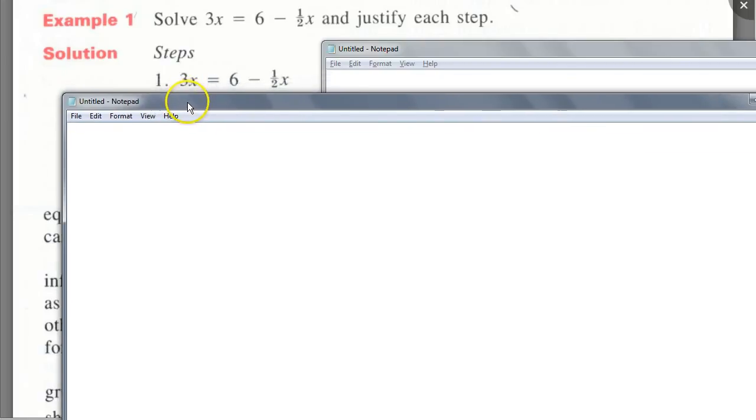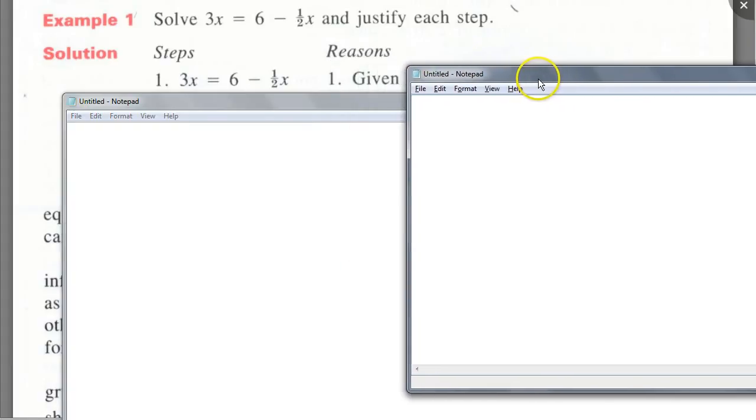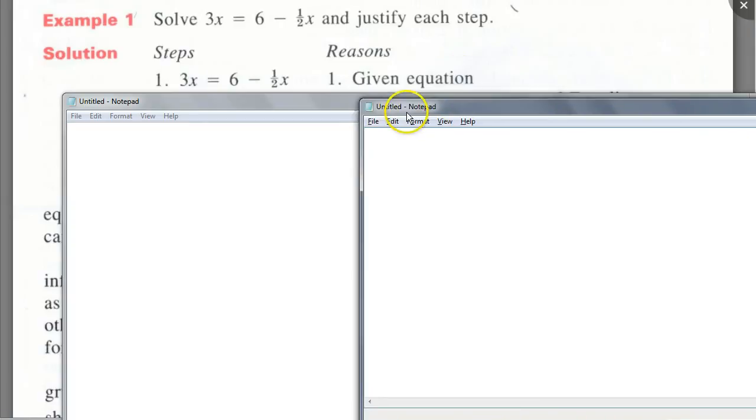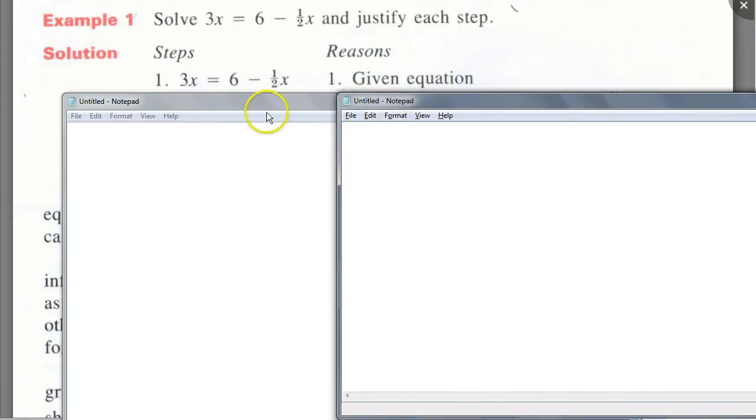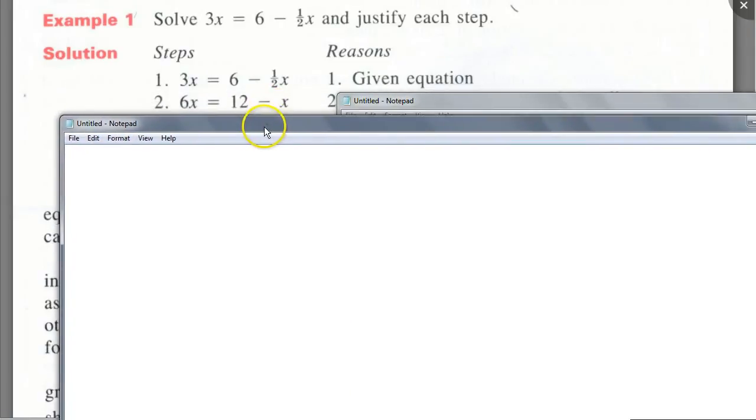So for example, let's see. First, they give you this. What's the reason I could write that? Yes, very good. You all know that one. Given. Just follow along, okay? Next, they say given equation, but you could just write given. Okay, next, they give you this.